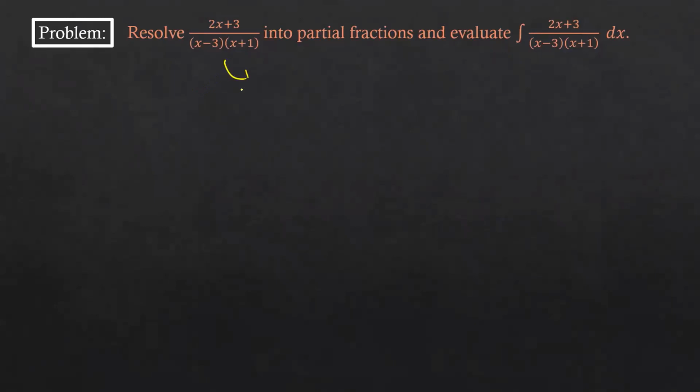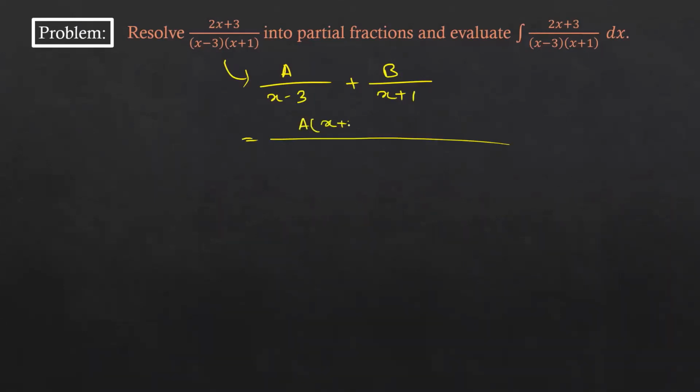That means you take that as A by x minus 3 plus something B by x plus 1. Then you have to simply calculate that with A times x plus 1 plus B times x minus 3, and here x minus 3 times x plus 1. Now after that you have to take the coefficient of x and the constant separately.